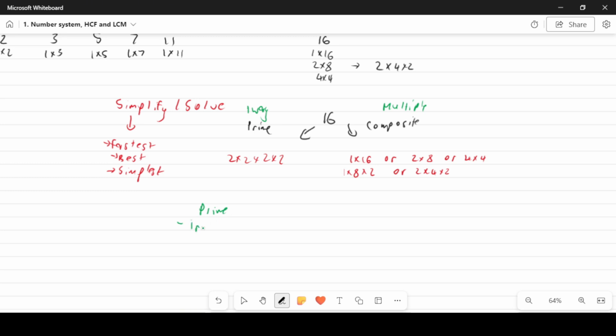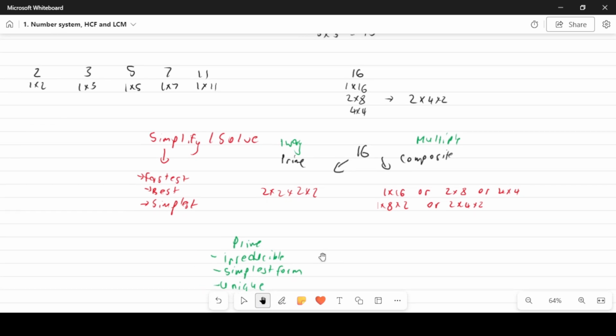are irreducible. It's in the simplest form, and it's very, very unique. What do I mean by that? 2 can only be a result of 1 times 2. It cannot be a result of a product of any other two numbers. 3 can only be the result of 1 times 3. It cannot be the result of a product of any other two numbers. 5 can only be represented as 1 times 5. 7 can only be represented as 1 times 7. 11 can only be represented as 1 times 11.